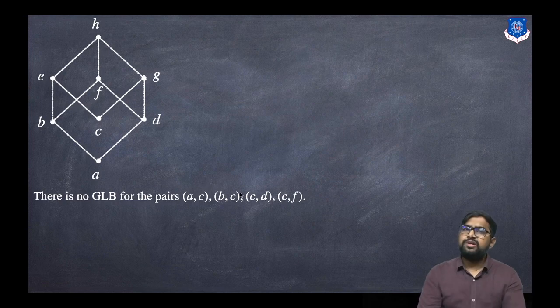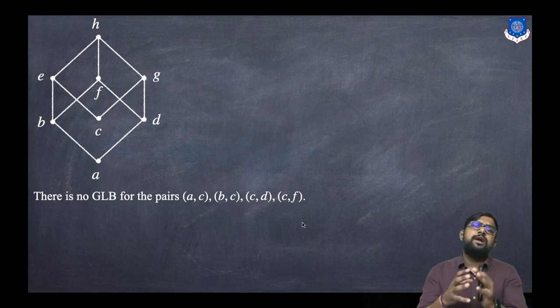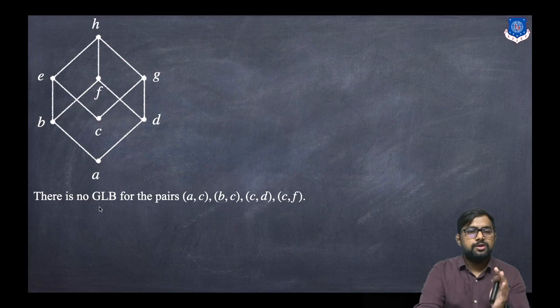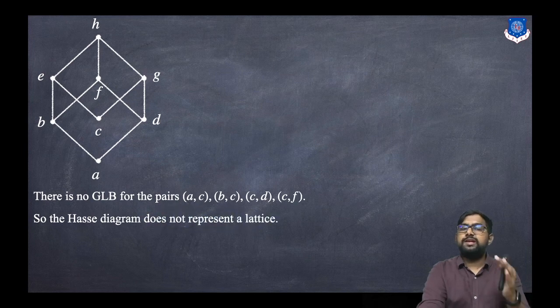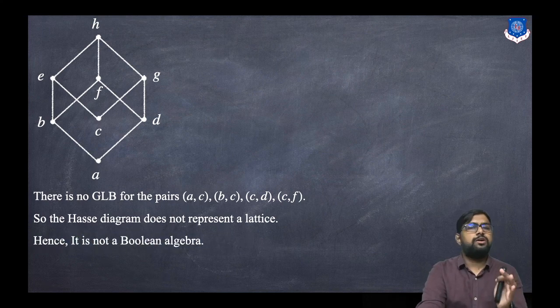So why are we doing this? Because first it has to be a lattice. Fine. So for a lattice, each and every pair has to have a GLB and LUB. So if you find any pair in which GLB or LUB is not there, then we are done, we are through, directly. So here we have 4 pairs that do not have a GLB. So what does that mean? So this Hasse diagram does not represent a lattice. So as it is not a lattice, there is no chance of it becoming a Boolean algebra. So we can say that it is not a Boolean algebra.